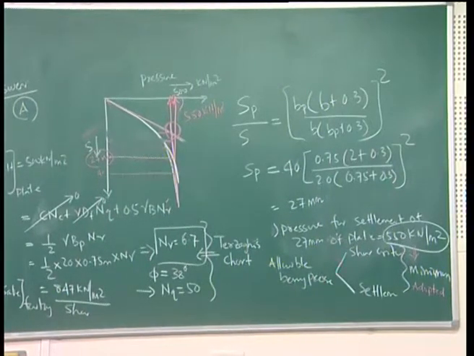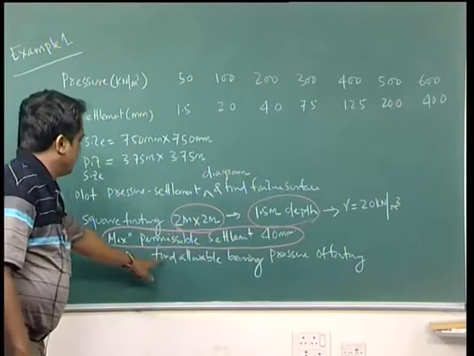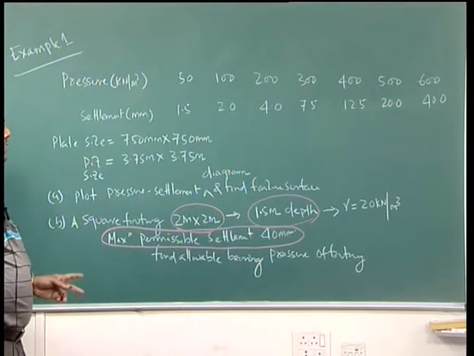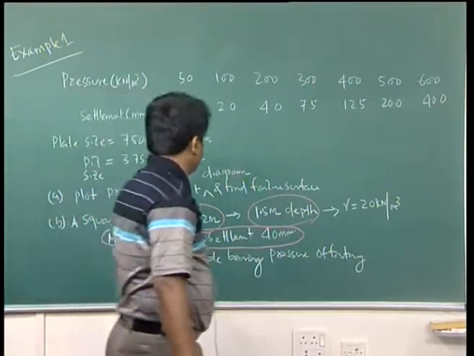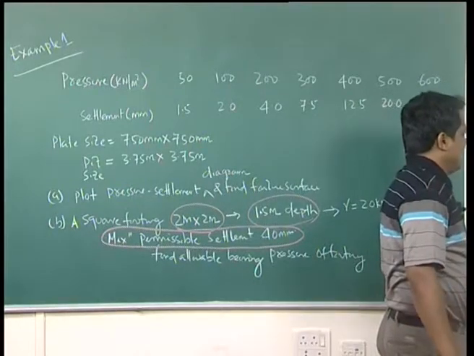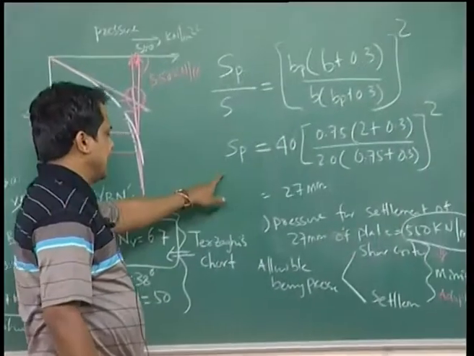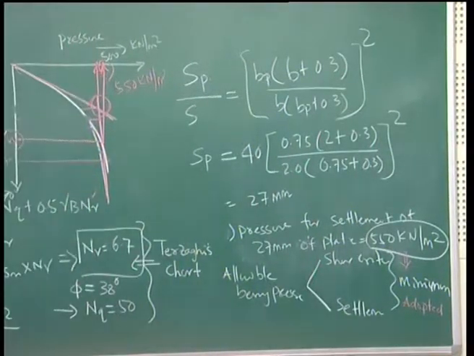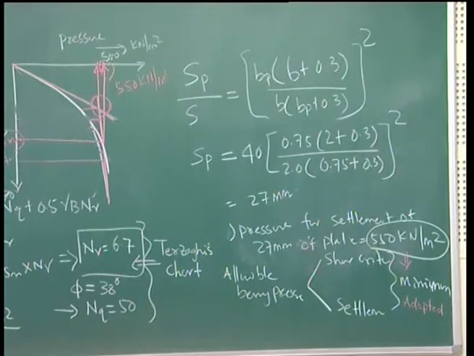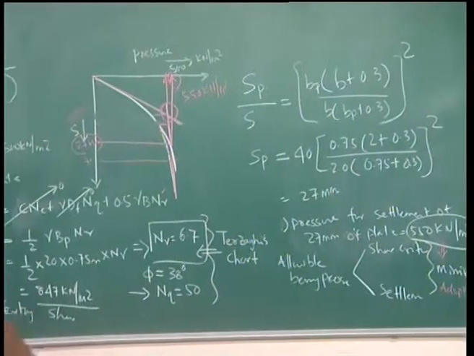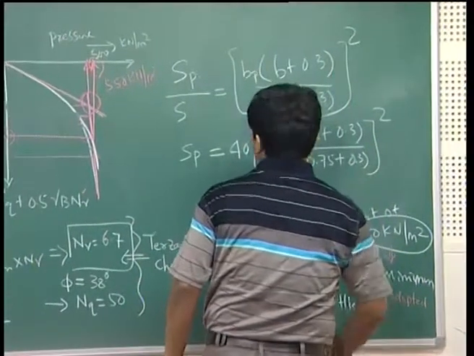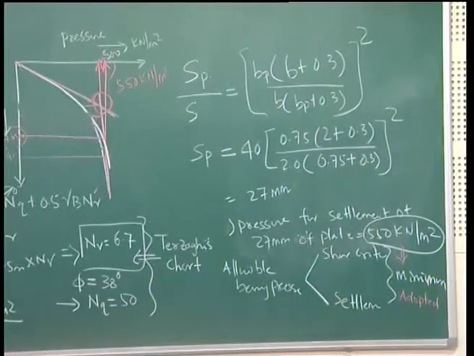Now, if you look at the question, it says find the allowable bearing pressure of footing. That means two criteria have to be considered: bearing capacity based on shear criteria and bearing capacity based on settlement criteria. Whichever is coming low, the minimum, should be adopted. In this case, bearing capacity based on settlement criteria is coming minimum. So 550 kilonewton per meter square has been considered for the permissible or allowable pressure of footing.